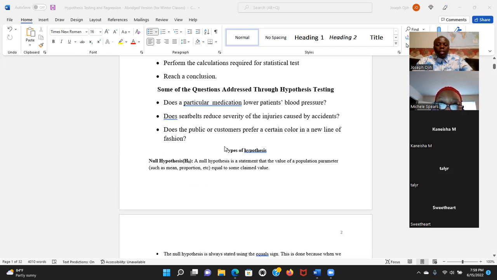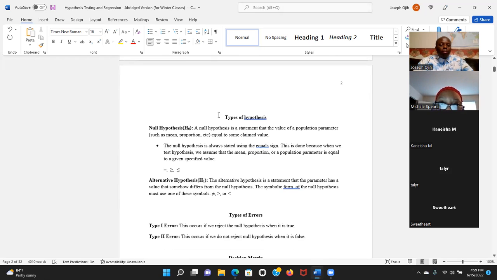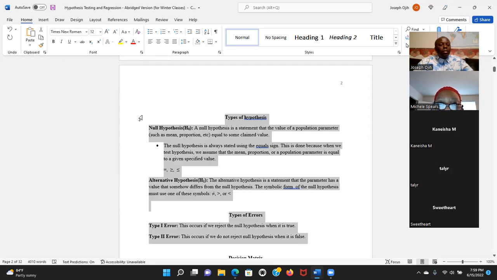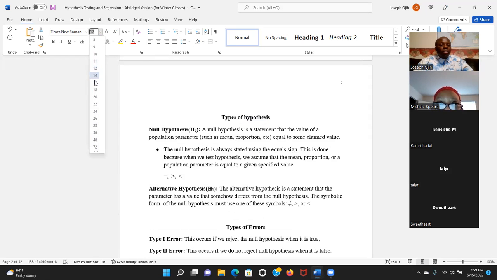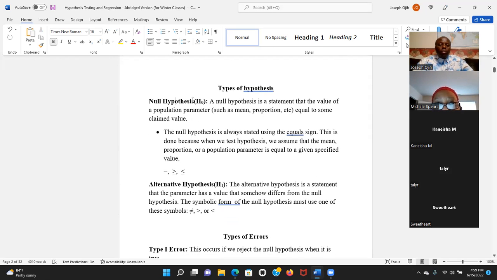Now, let's look at the types of hypothesis we normally test. We have two major types of hypothesis. Any question so far? Okay, good. There are two types. We have the null hypothesis. The symbol is H0.